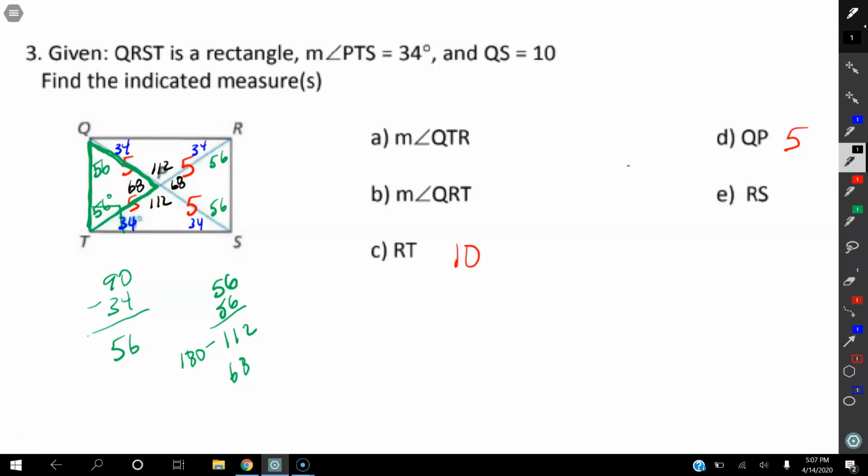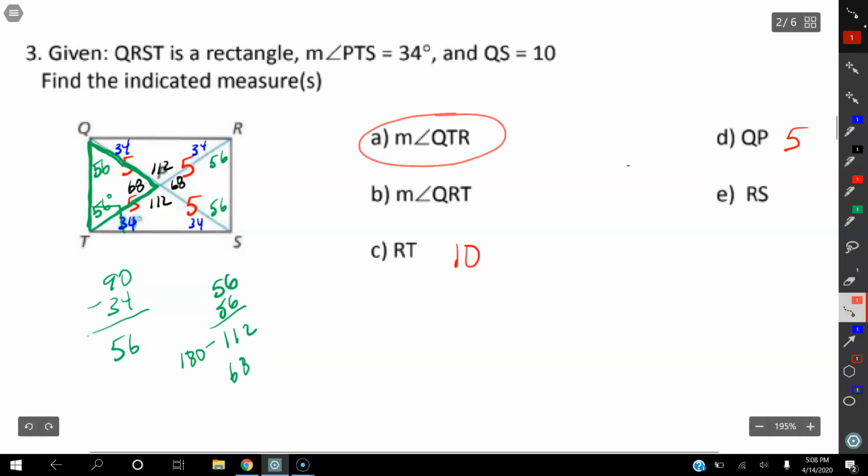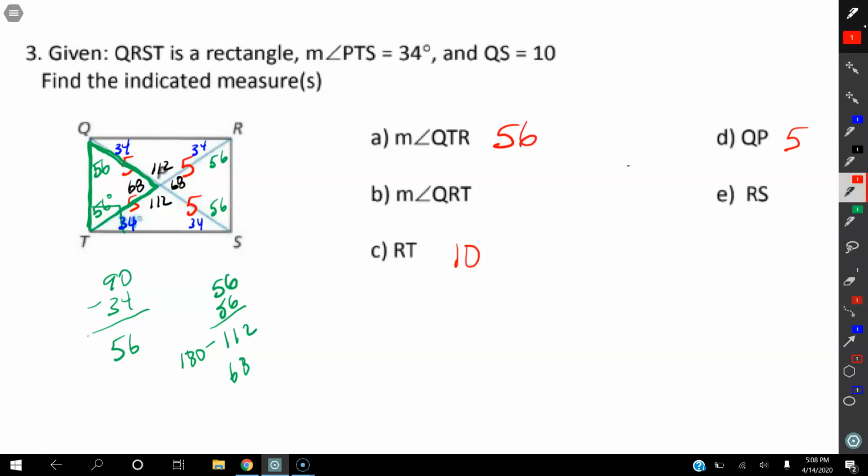So let's just answer this question, QTR. So QTR right there is this angle, which is 56 degrees. So we're going to put that in. And then angle QRT. So if I go Q to R to T, QRT, that represents this angle. So that's 34 degrees.